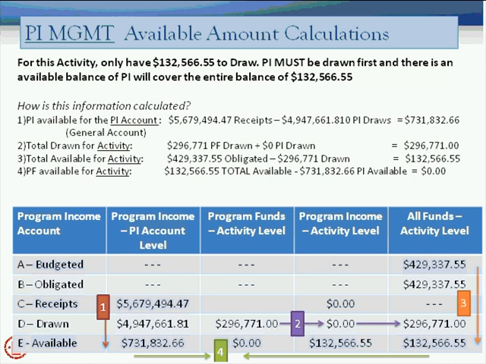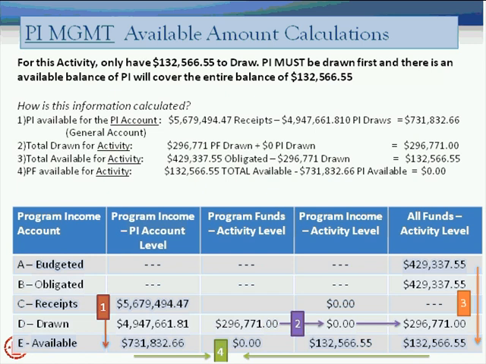And right now, since the program income account associated with it is the general account, which has $731,832.66, we have to take from that first. So we can grab as much as $132,566.55, which is available. We can't do more because the activity level is only budgeted and obligated at $429,337, and you've already drawn $296,771.